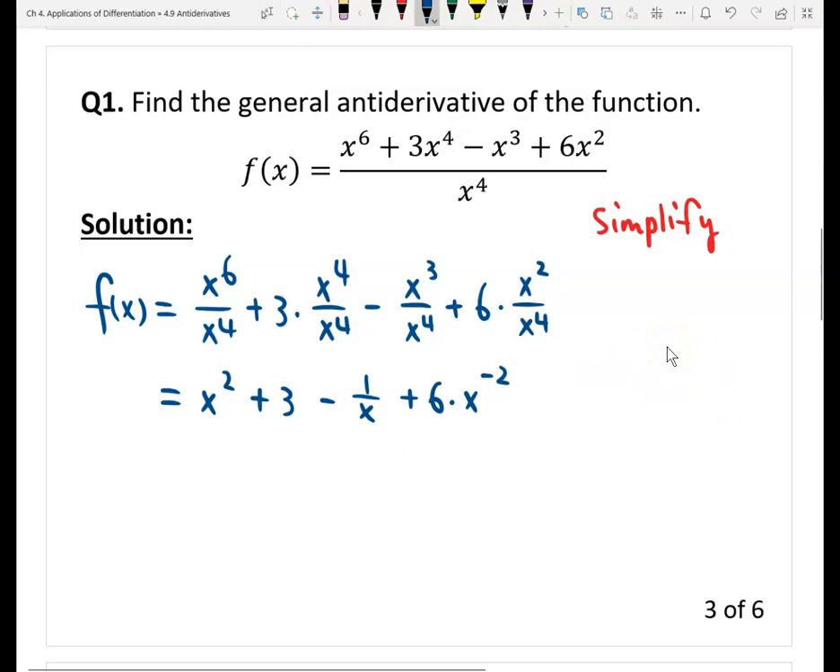Now we can directly write down the antiderivative, which should be equal to this. For the first, remember how to do a power function. It still has a power function as an antiderivative. However, the power increases by 1, right? And then we divide by the new power.